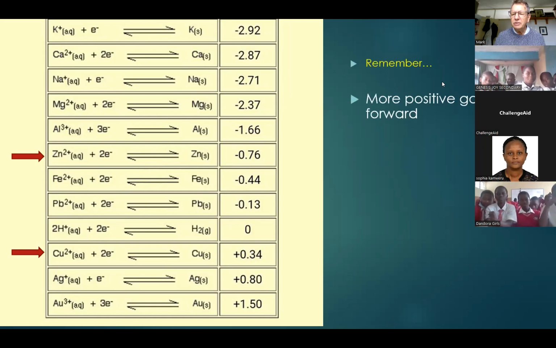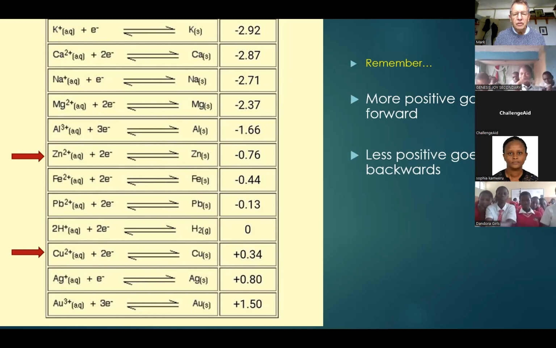the most positive of any two of them goes forwards. In other words, left to right. So whenever we look at two of these, we always compare two. The most positive one goes from left to right. That means that the less positive one goes backwards. So the less positive one is the zinc one. That is going to go from right to left.